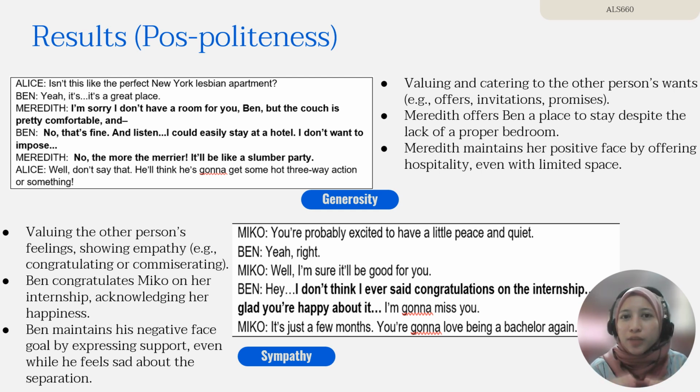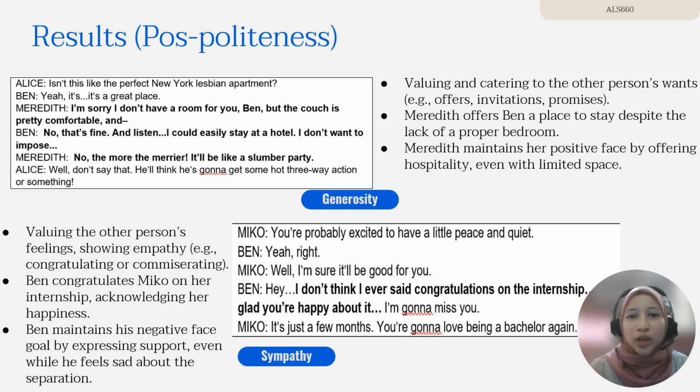Meredith is not only being generous, but she also has a positive face goal. She has to maintain her face as the host and Alice's girlfriend. So, despite the size of her apartment, she insists that Ben stay and offers him the couch, saying the more the merrier. This shows how she is trying to save face and still be hospitable.